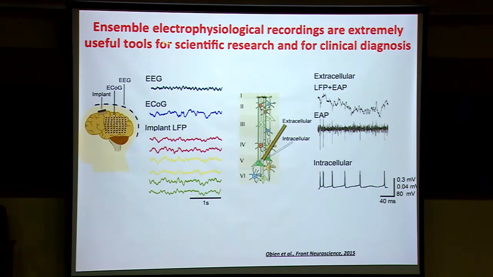So these are some of the electrophysiological recordings that you can get from the brain. And these have been used both from the perspective of scientific research and for clinical diagnosis. So there are several different things. This is the encephalography, and you have local field potentials and extracellular action potentials and so on and so forth. And you also have intracellular action potential, which is the kind that I was showing you so far. Right? So let's focus on these extracellular field potentials.